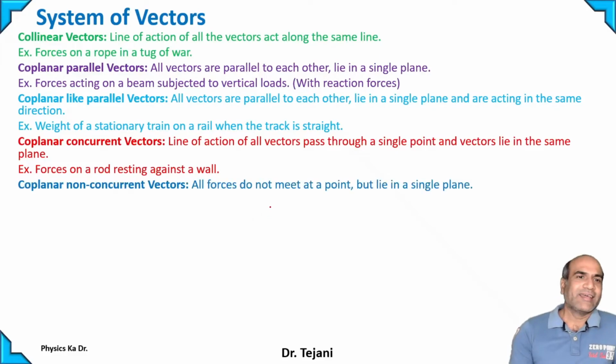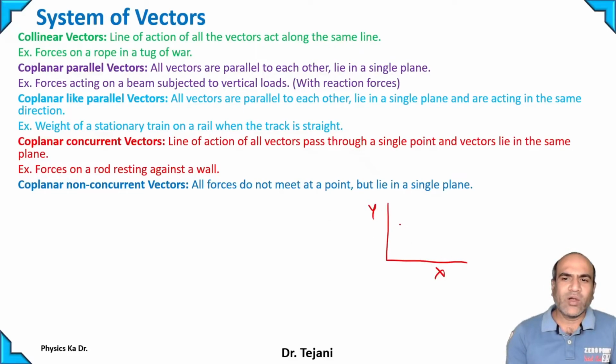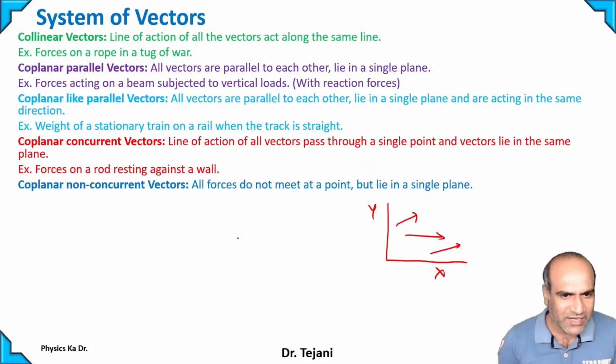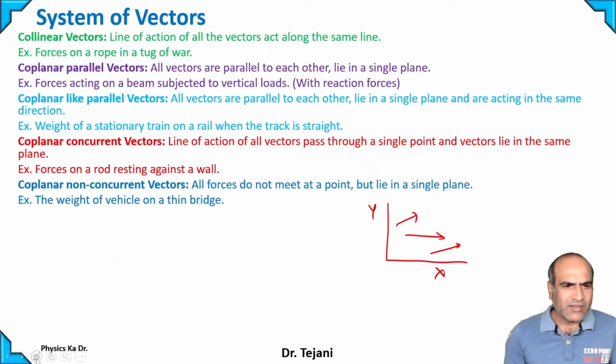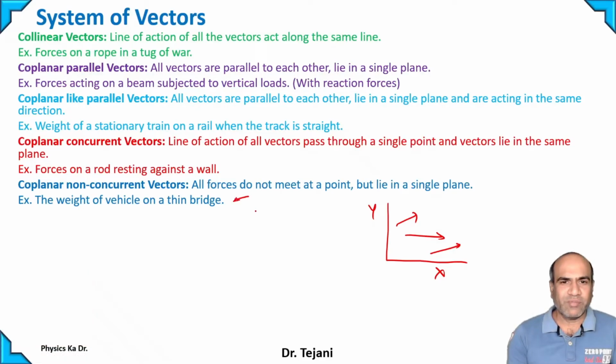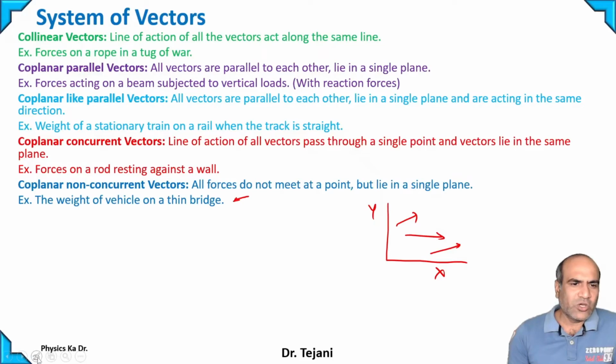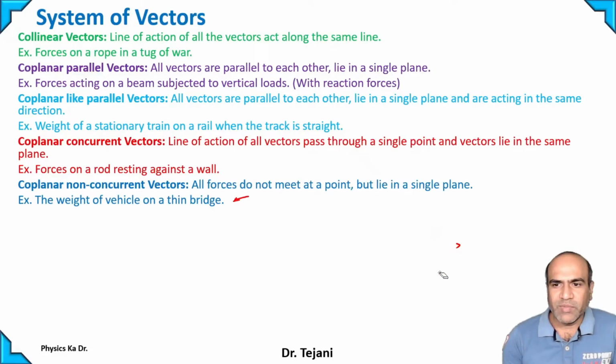Don't worry. Then next is coplanar non-concurrent. Tell me what about coplanar? Coplanar we understand is the XY plane, and non-concurrent means all are not pointing at a single point. All are not meeting at a single point. Let's take for example the weight of a vehicle on a thin bridge, or you can take any other weight, any other consideration depending on the detail we are considering. So it is non-concurrent, meaning all the forces are not meeting at the same point.